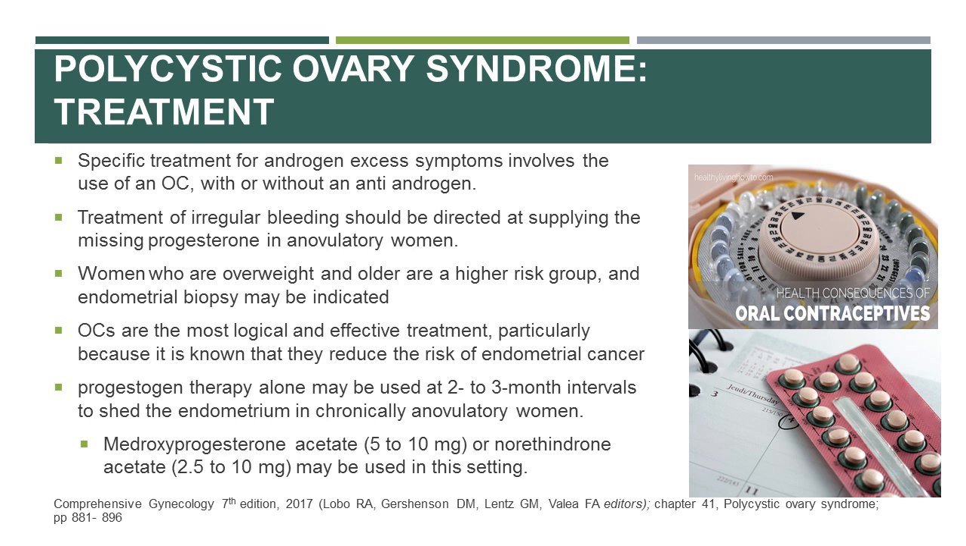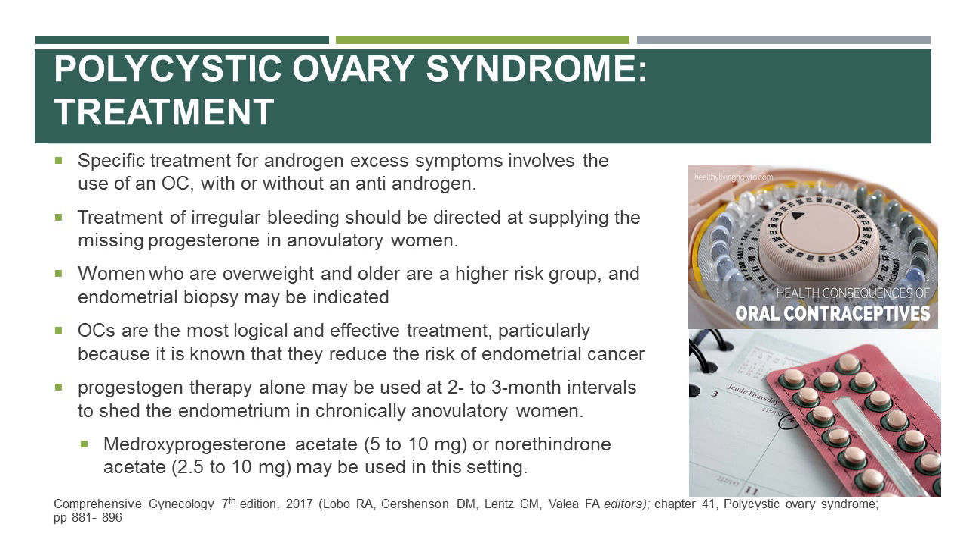Specific treatment for androgen excess symptoms usually involves the use of an oral contraceptive with or without an anti-androgen. Treatment of irregular bleeding should be directed at supplying the missing progesterone in anovulatory women. This potentially can lead to endometrial hyperplasia or cancer if not treated. Women who are overweight and older are a higher risk group, and endometrial biopsy may be indicated, although there are no validated guidelines as to when a biopsy should be carried out.